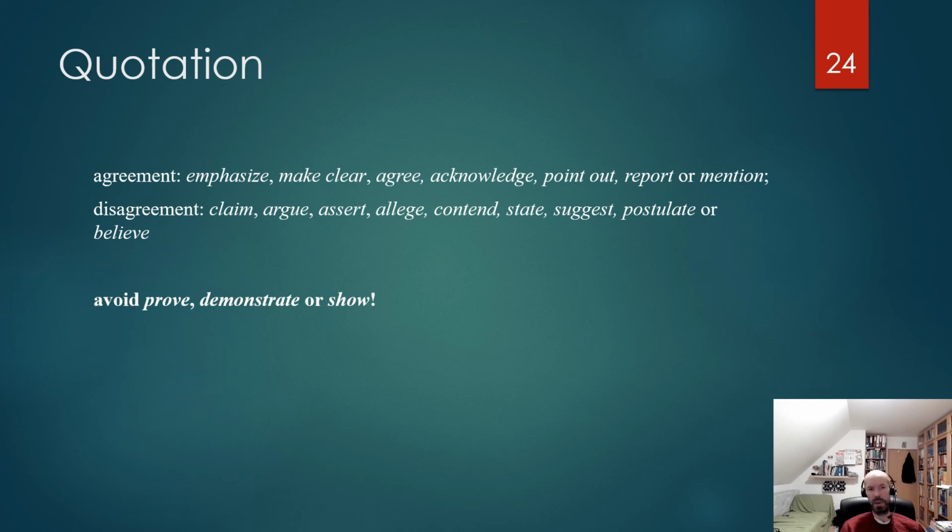You would also tend to use different verbs depending on whether you agree with another author or whether you disagree with him or her. So for agreement, you tend to use words like emphasize, make clear, agree, acknowledge, point out, report or mention. For disagreement, you'd prefer verbs like claim, argue, assert, allege, contend, state, suggest, postulate, or believe. Don't use prove, demonstrate, or show, because, as you know from Popper, proof is usually impossible in science.